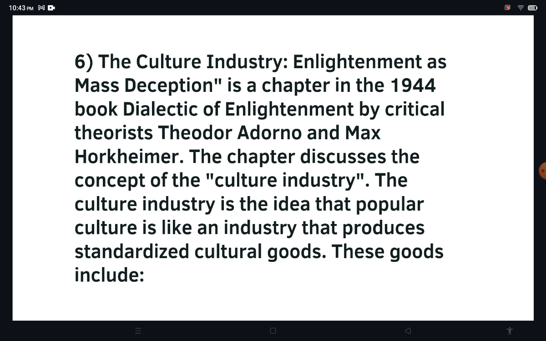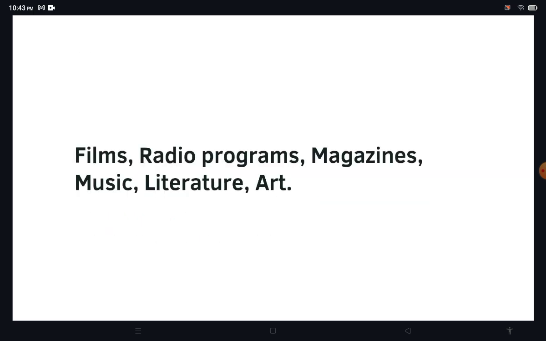So what is the cultural industry? The cultural industry is the idea that popular culture is like an industry that produces standardized cultural goods, because these goods like music, literature, art, films, the popular culture, make an industry. Because what you like, the popular music, the popular book, the popular film, through it the society, the capitalism, the capital, they make their money, they make their industry. So this is called the culture industry.